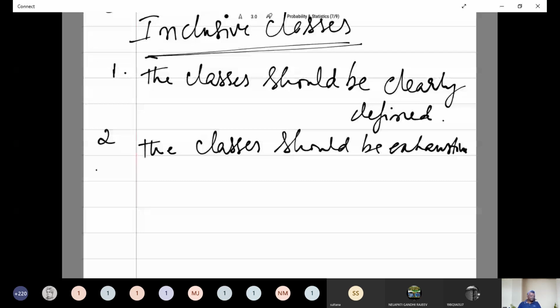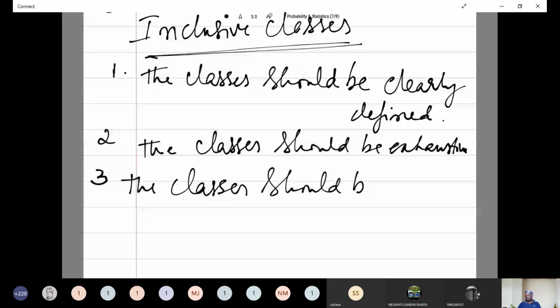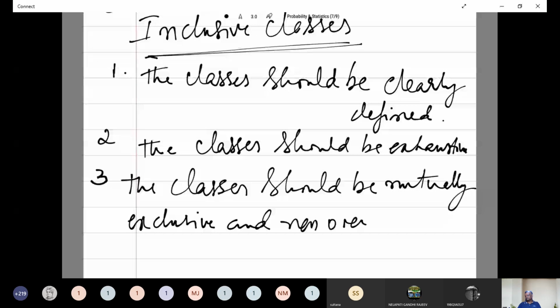And coming to the third one, the classes should be mutually exclusive and non-overlapping. And the classes should be of equal width. Sometimes this is not possible.